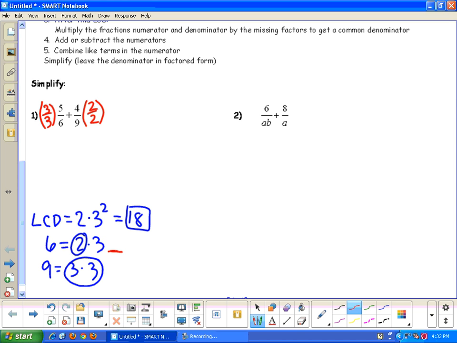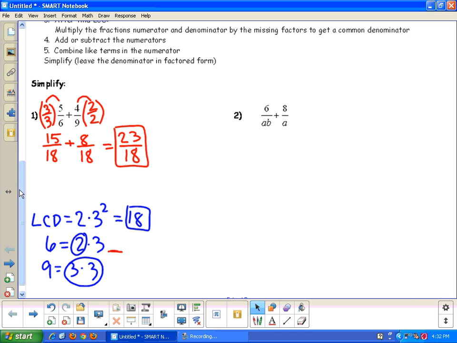Now I can go ahead and start to simplify this. So 5 times the 3 gives me 15 over, in this case, 18, plus 4 times 2 would give me 8 over 9 times 2, which is 18. Now that I have a common denominator, I combine my numerator. So 15 plus 8 is 23 over 18, and this does not simplify, so that would be my solution. So that's my simplified answer.